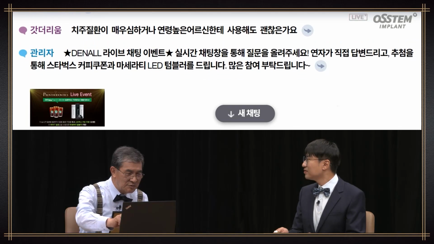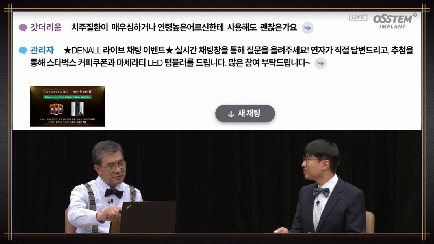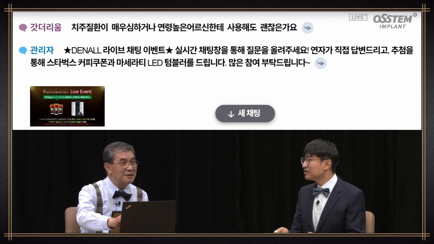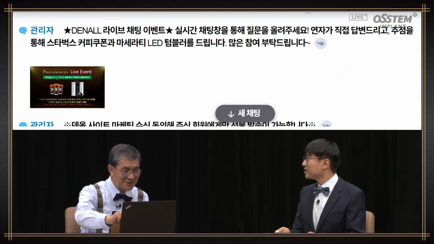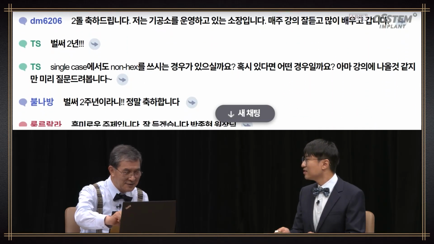Gatherium asks: is it okay to use in patients with severe periodontal disease or patients who are older? I'm not sure what the question is. Non-hex? I'm quite unsure. Non-hex. It doesn't really matter with age.